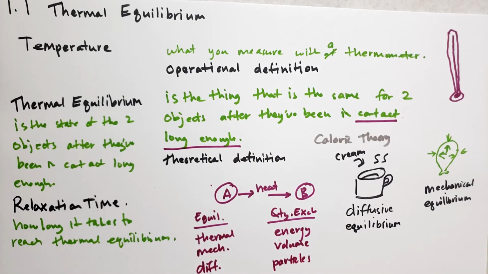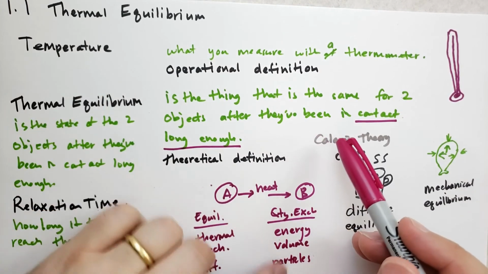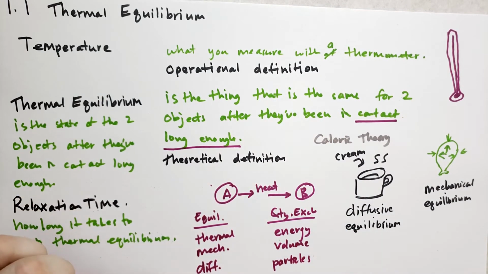Okay. So now we know that when we have two objects in contact with each other, there's actually three kinds of equilibrium we can reach. One of them has to do with temperature. The others have different quantities that we can measure about them. Okay.